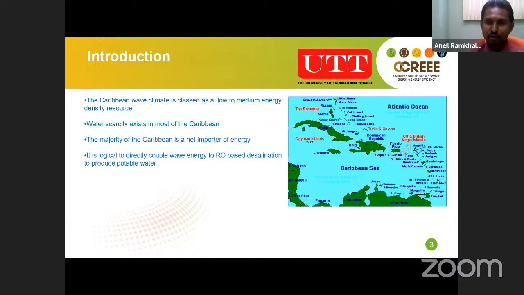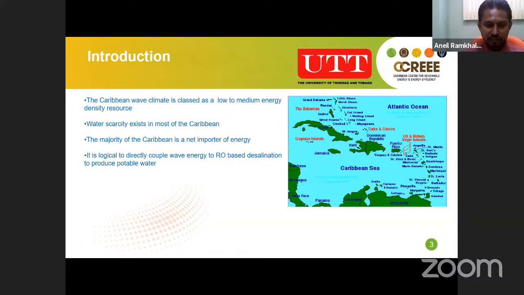In our Caribbean region, Singh in 1998 concluded that our wave climate was a low to medium energy density resource, and this ranges between 12 to 35 kilowatts per meter of wave.